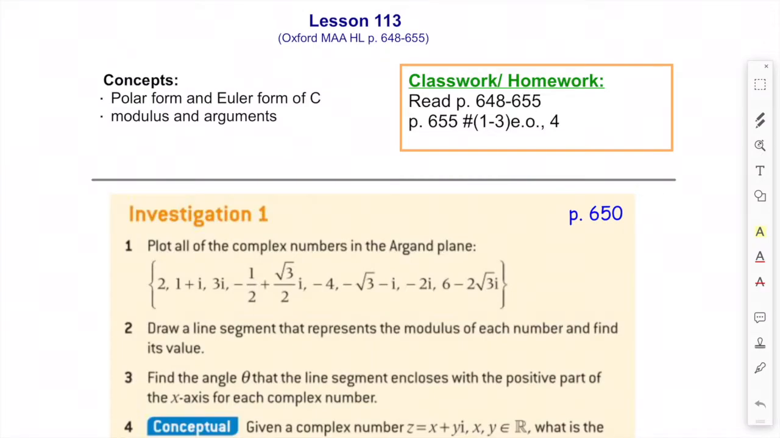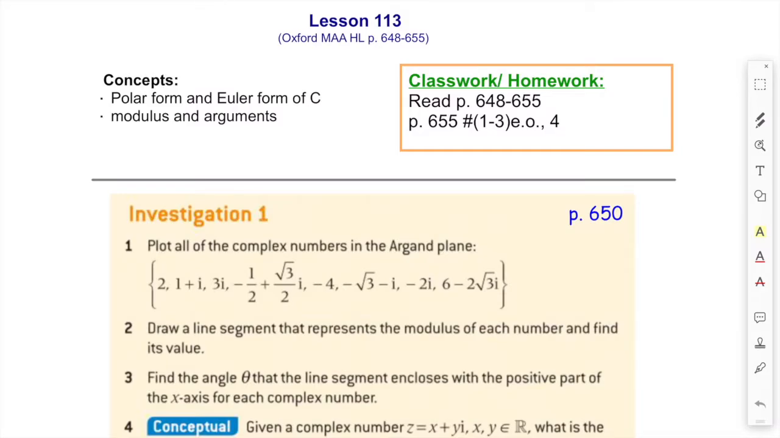Hi everyone, in this video we're going to cover lesson 113. So what I would like you to do is let's begin by completing this investigation number 1. You're going to remember how to plot complex numbers on an Argand plane.